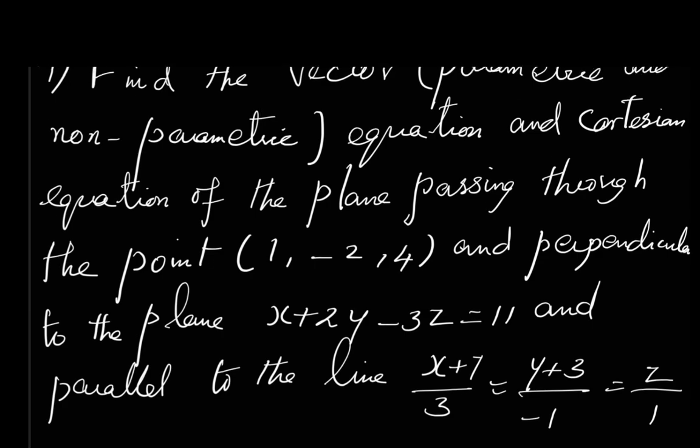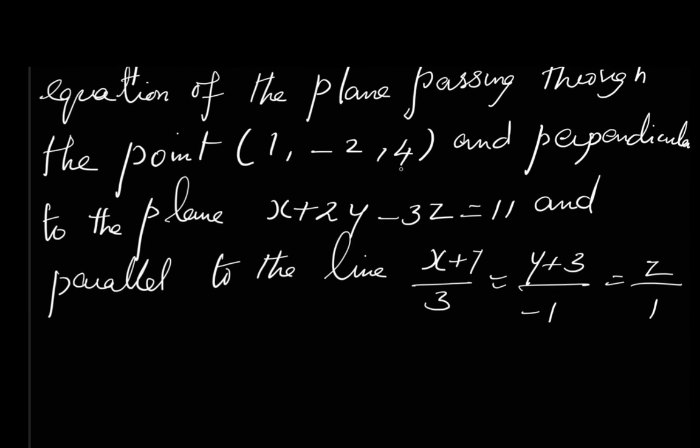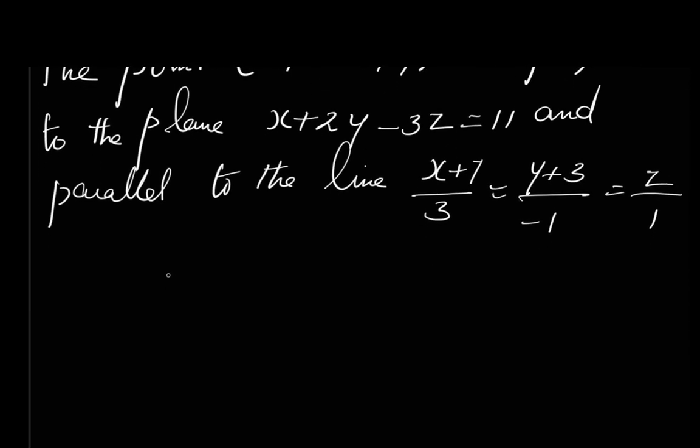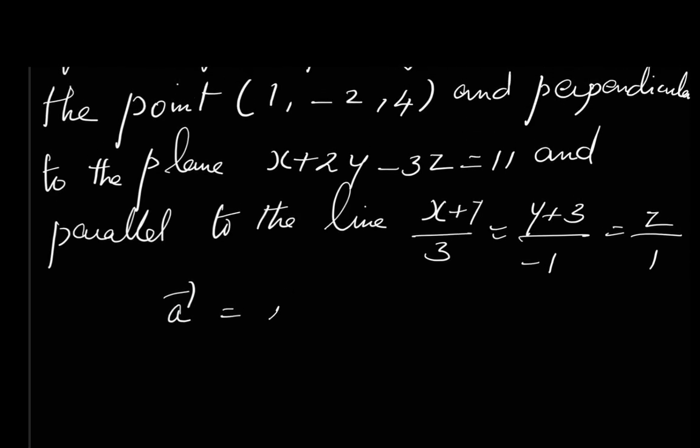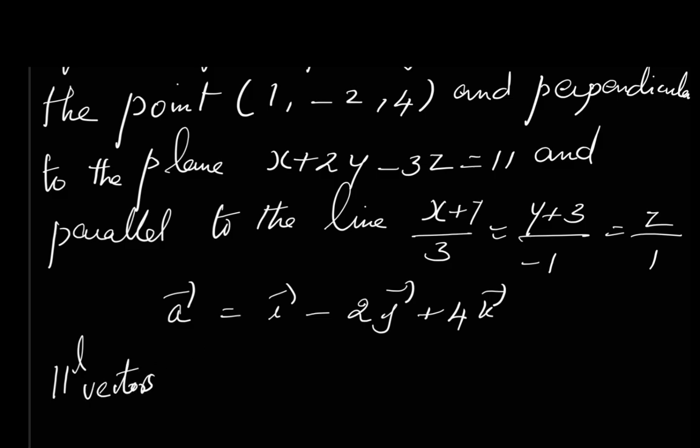See here, the plane is passing through the given point. So, vector A is equal to 1i minus 2j plus 4k. And we need to get two parallel vectors. The first one is perpendicular to the plane. Our plane is perpendicular to the plane.